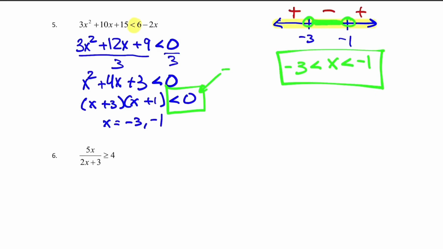All right, probably the most challenging one here is a rational inequality. And there are those 6 steps that we went through in day 5. So the first thing we're going to do is set it to 0. So I get 5x over 2x plus 3 minus 4 is greater than or equal to 0.